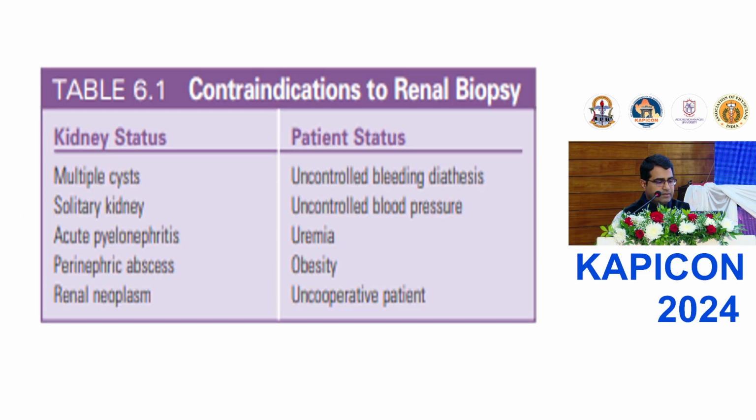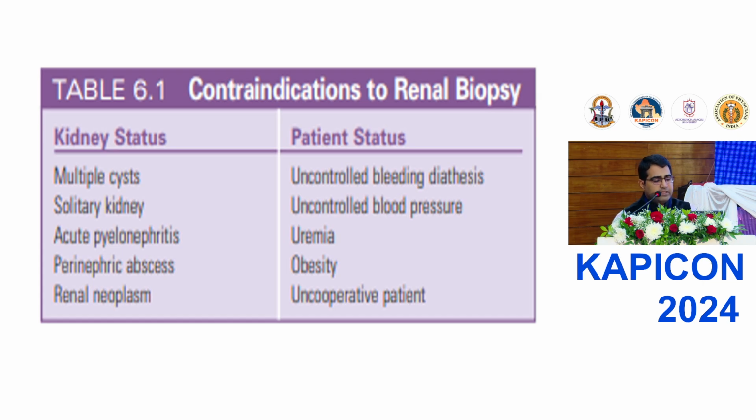Again, the checklist. So what are the contraindications for renal biopsy? They relate to kidney status and patient status. If the patient has multiple cysts, a kidney biopsy might not be possible because the chance of bleeding is very high. Solitary kidney. Supposedly a solitary kidney is there, so how do you go about it?